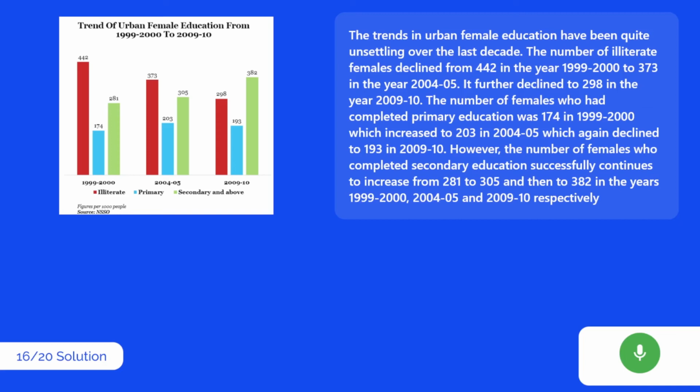However, the number of females who completed secondary education successfully continues to increase from 281 to 305 and then to 382 in the years 1999 to 2000, 2004-05 and 2009 to 10 respectively.